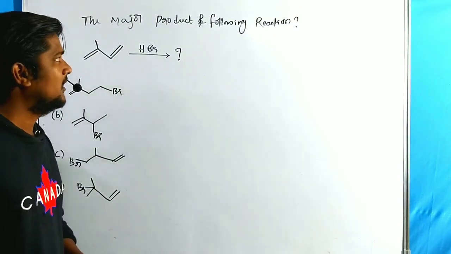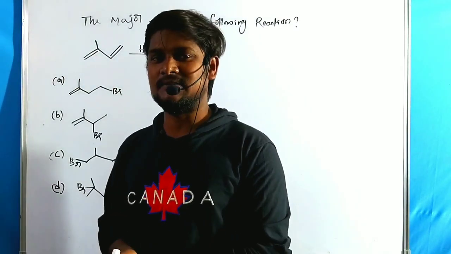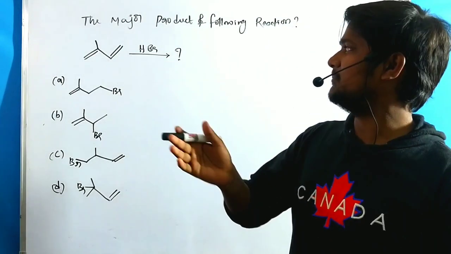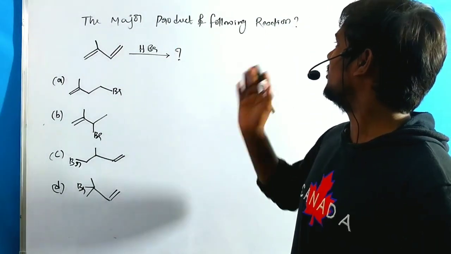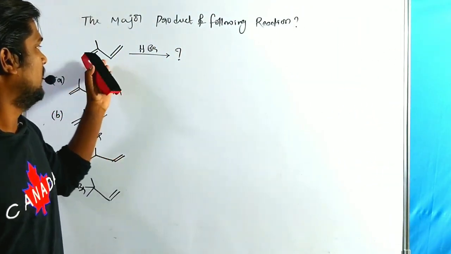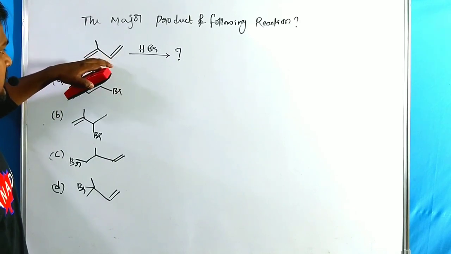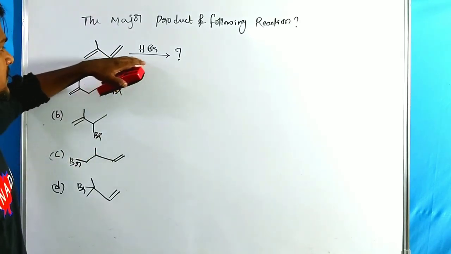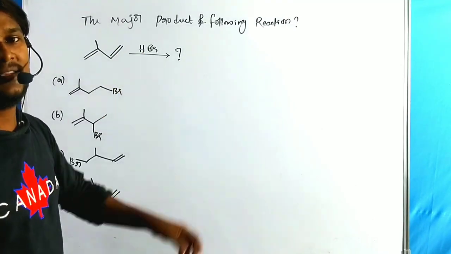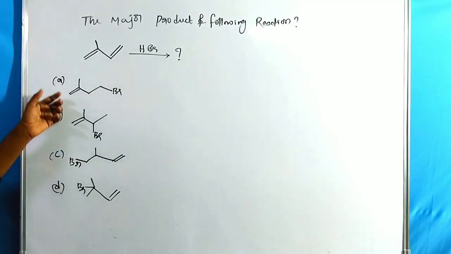Okay. Now, in this video, we will discuss one of the doubts from our Telegram group. Okay. So, which was sent by Pavati, I think. Okay. The major product of the following reaction. So, here it is given isoprene, which is treated with HBr. What will happen? The electrophilic attack followed by the nucleophilic addition. Okay, so they have given four options.